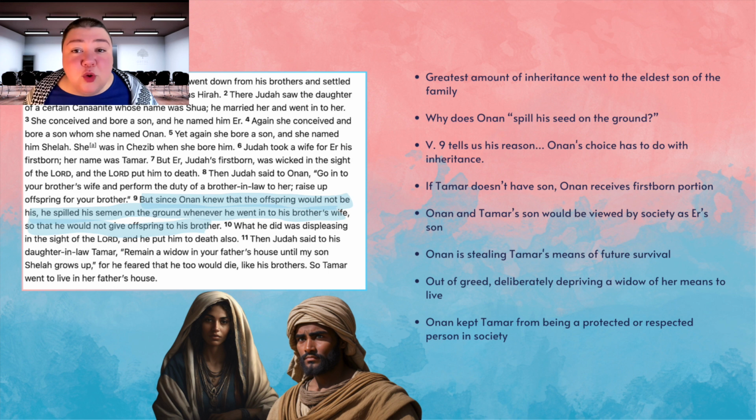He becomes the receiver of the largest portion of the inheritance. Onan doesn't want to lose that to an offspring which would be viewed in their society as being the son of his brother, even though the child would biologically be Onan's. So if we begin to see now, Onan, through his actions, is stealing Tamar's future survival. He is deliberately depriving a widow of her access to support and a living. He's keeping her from being a protected or respected person in society because Onan wants the lion's share of his father's inheritance. Now, this theme in the story is further highlighted if we see how it continues.